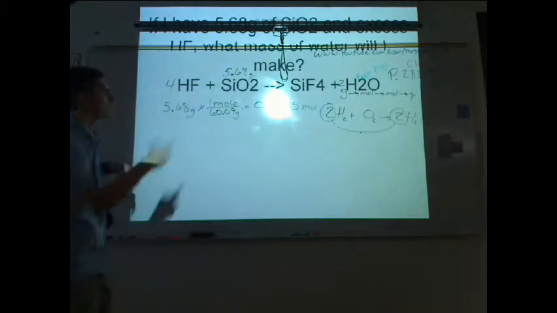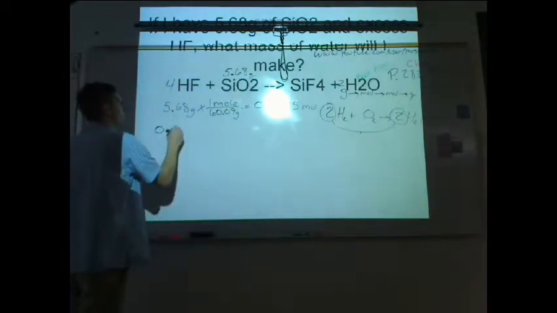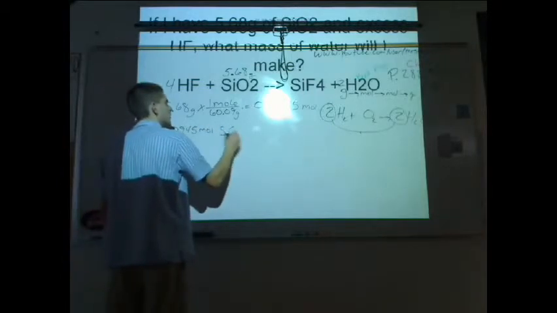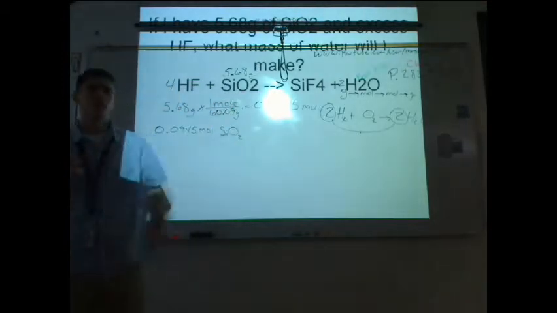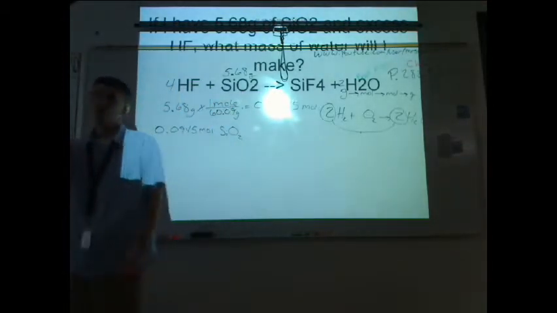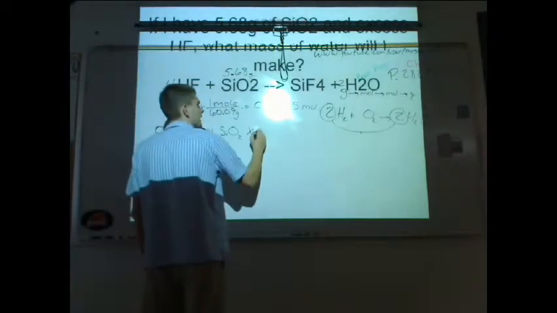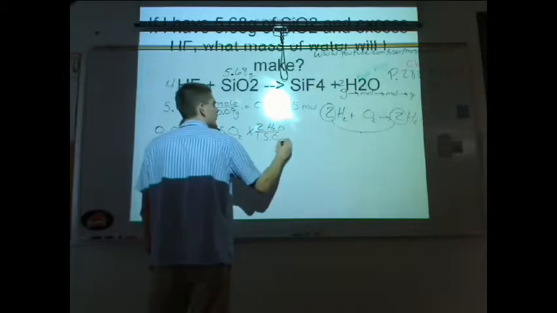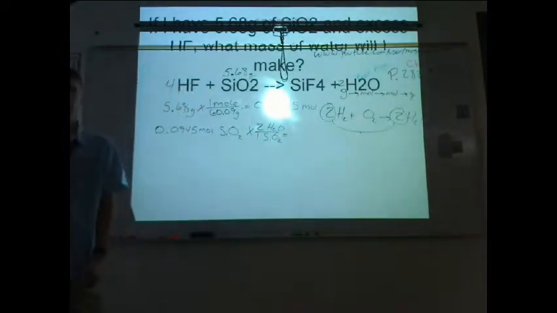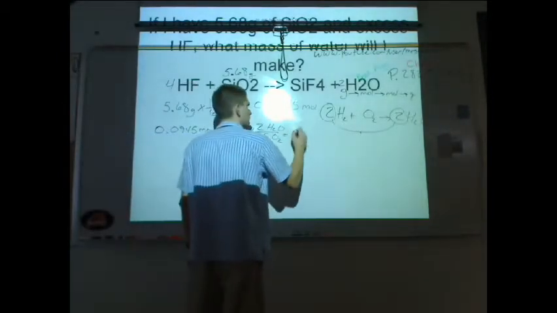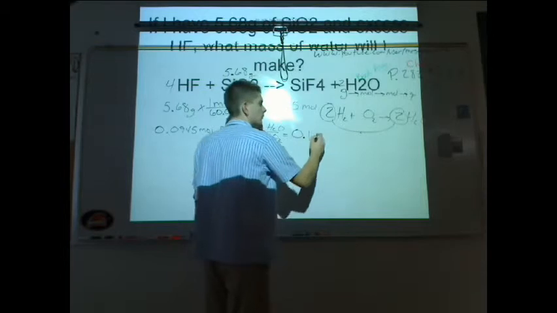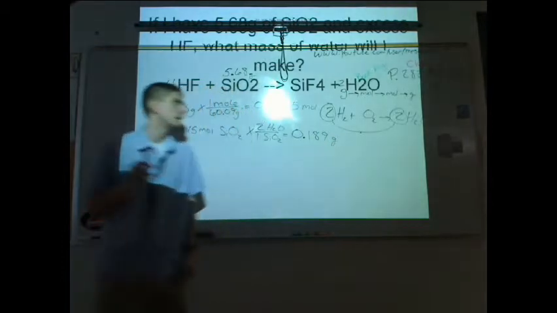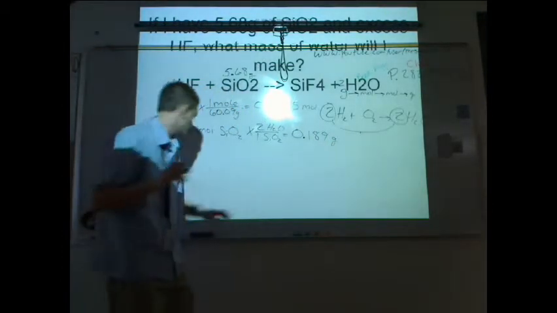All right. So if you have 0.0945 moles of SiO2, how do you figure out how many moles you have of water? Double it, right? Times, there's 2 H2O for every 1 SiO2. So if you double that, what do you get? 0.189. Okay. Sorry, moles.